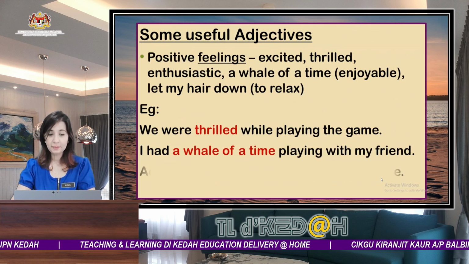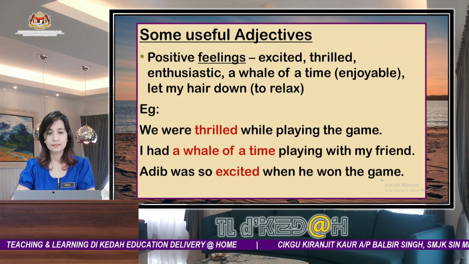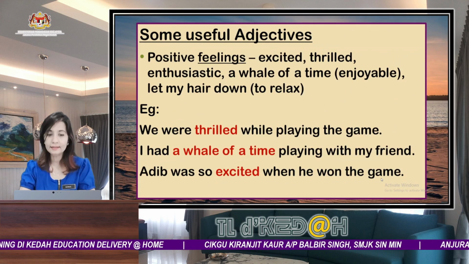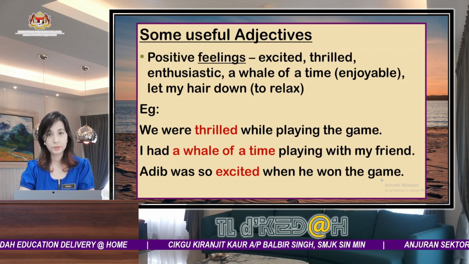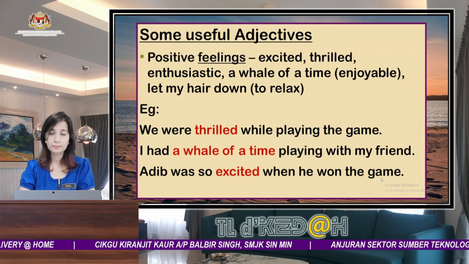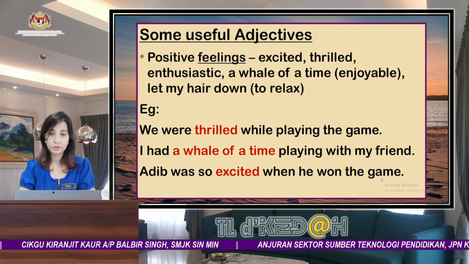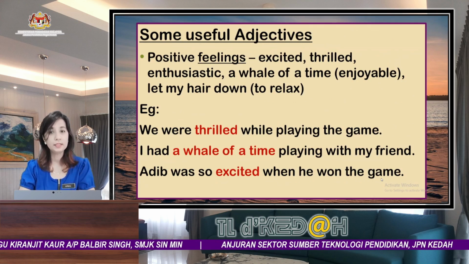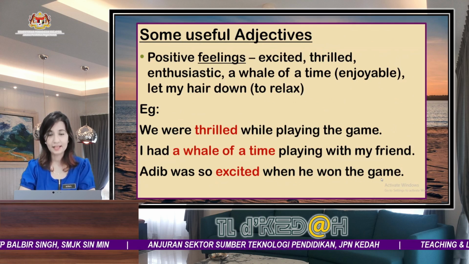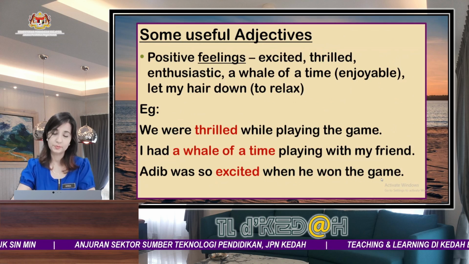Adib was so excited when he won the game. Yay! He was so excited. Okay, he was so thrilled. And you can even use the word thrilled here. So it's clearer now when you have a sentence to help you understand. So students, when you learn some new words from the textbook, from anywhere, you can type on Google how to use that word in sentences, and you will see there are many examples. Okay, do that. You have to do some self-learning. At this point of time, you have to. All right, let's go on.